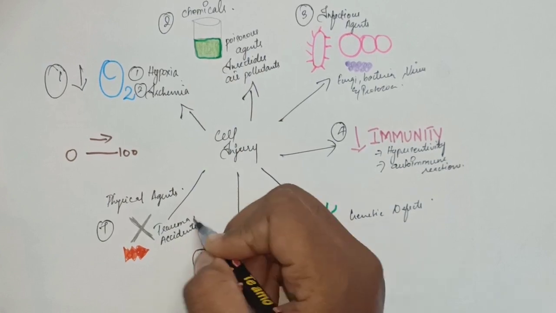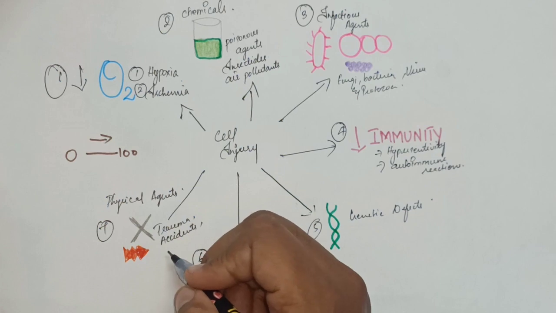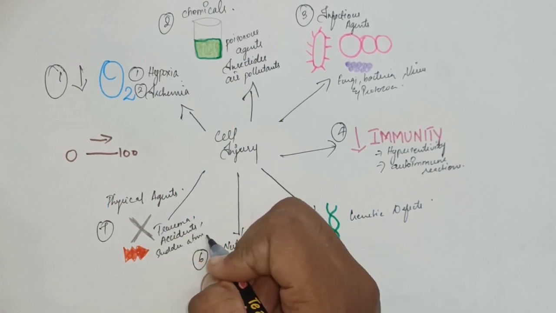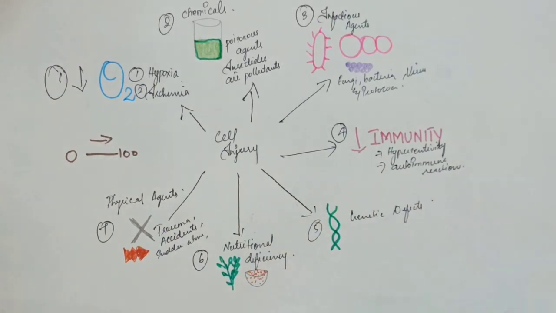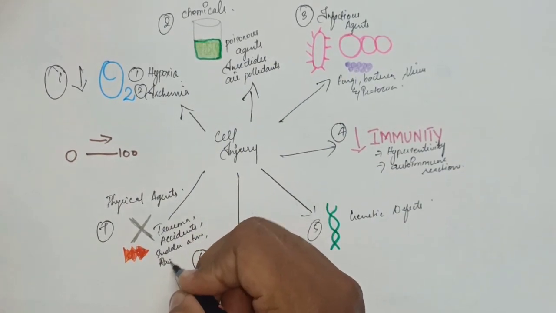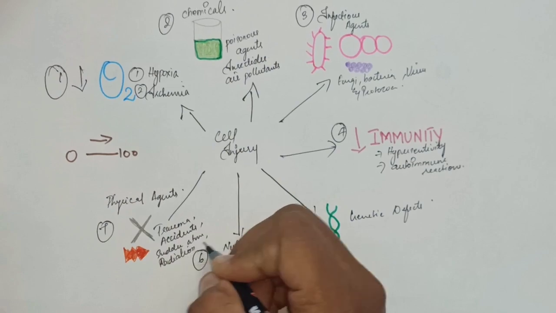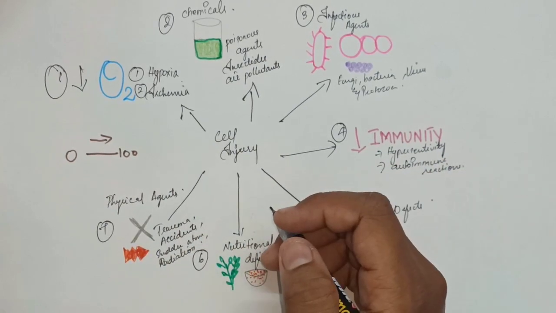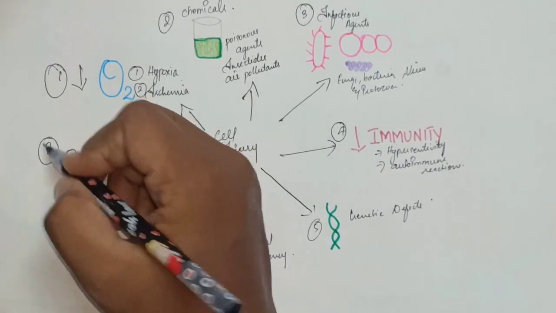So in an accident condition you will have an erosion or you will have a wound, right? So in that area the cell will undergo damage. So physical agents is also one of the reasons or the causes for the cell injury. And the last reason is the aging. In apoptosis we will see this in detail.